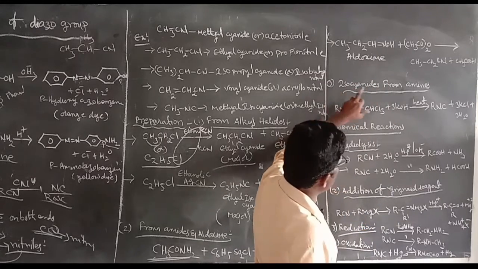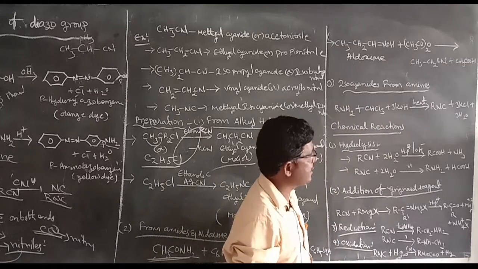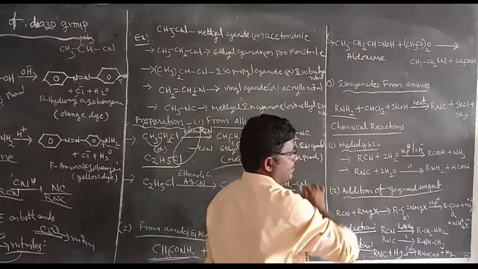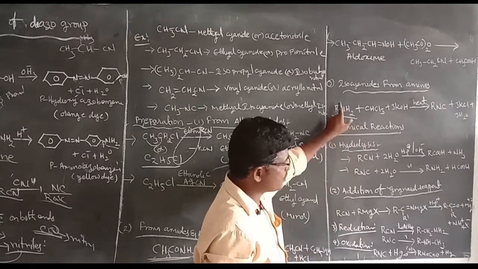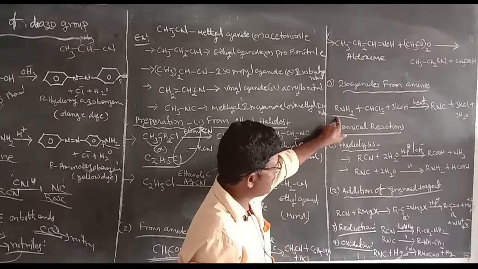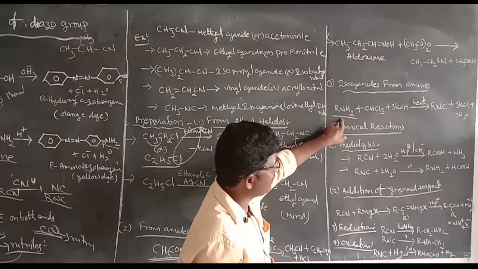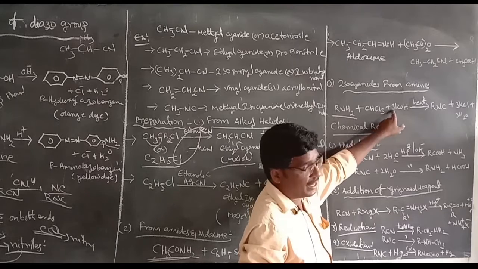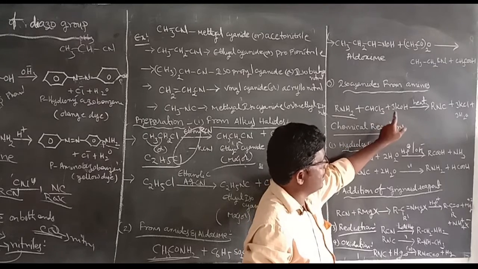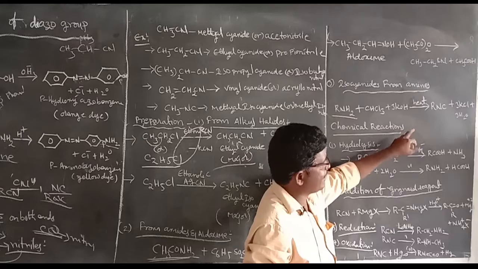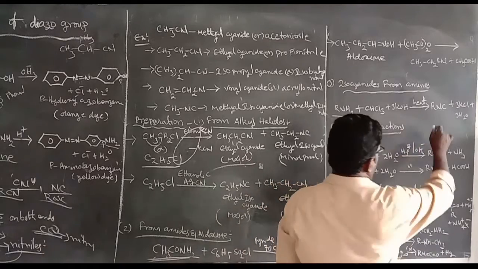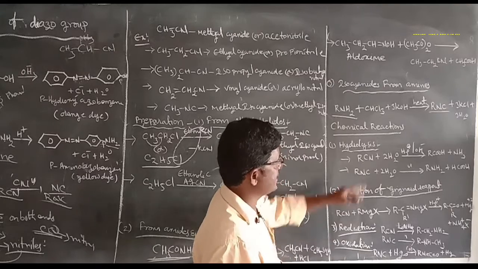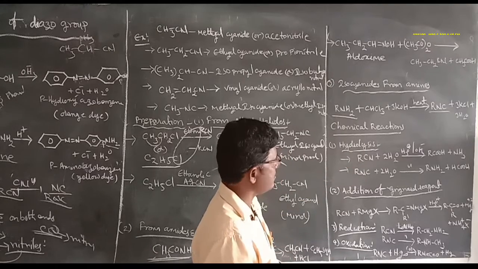And the third one, isocyanide from the amines. Here is the aliphatic primary amine, R-NH2, also known as an aliphatic primary amine. Aliphatic primary amine treated with chloroform and potassium hydroxide, heated at high temperature, forms alkyl isocyanide.